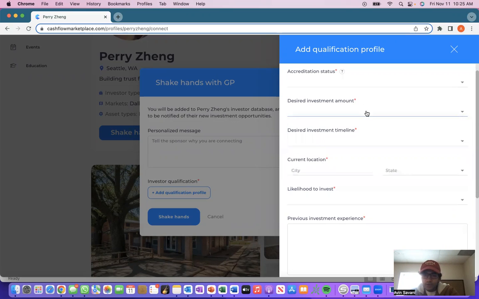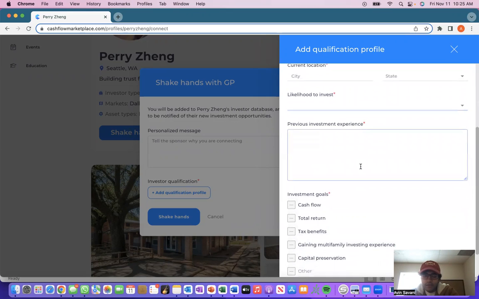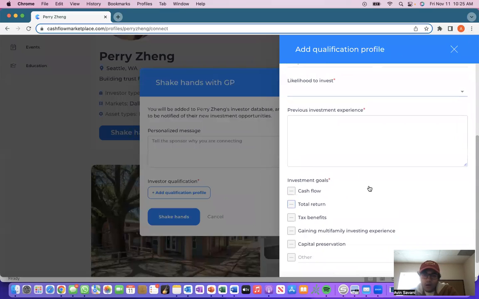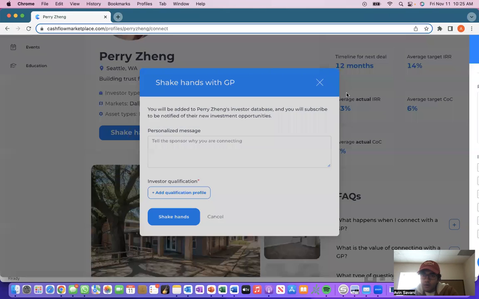So you put your investment amount, your timeline, location, likelihood to invest. This is a rough, I would say soft commitment that you can make with the GP. So this shows you what to go through. What are you looking for? And then you save it and you get in touch with them.